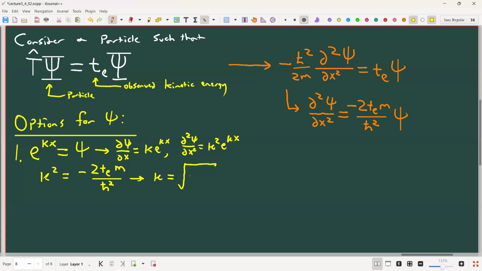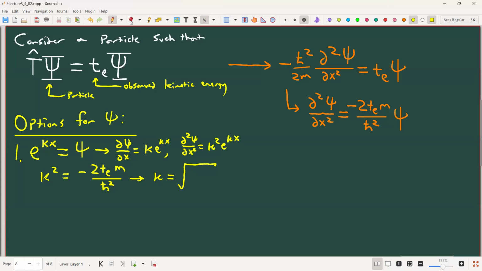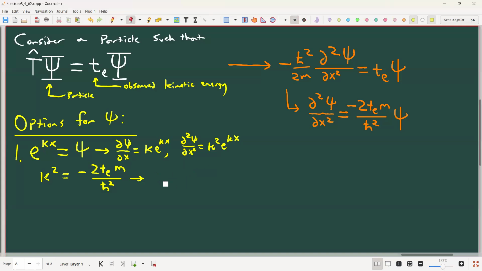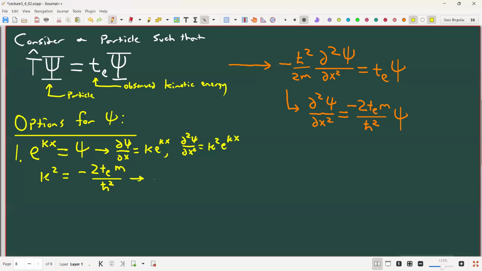Think about this. It's got to be, but this doesn't work. The reason why this can't work is because this has to be positive. Does it have to be positive? Yeah, it has to be positive. You take the square root, you get k is equal to the square root of minus 2 times an energy mass over h bar squared. These are all positive numbers, so it's a negative, so that can't work. So this leads to an imaginary result. K is not real. No solution for k.